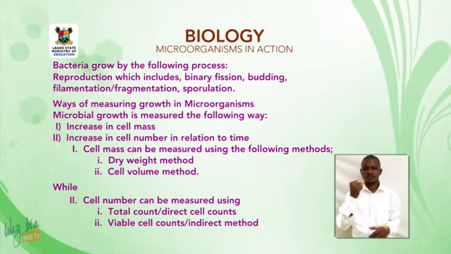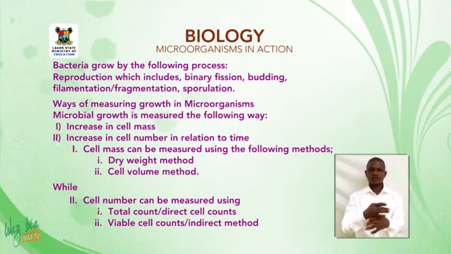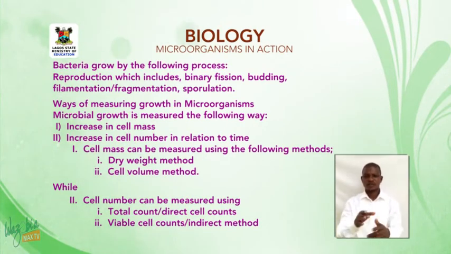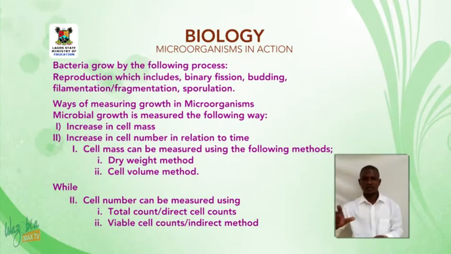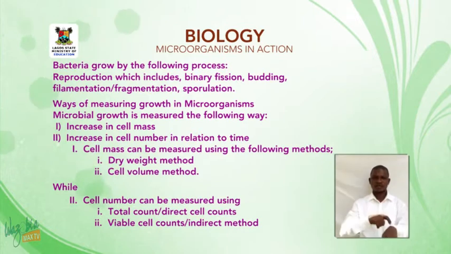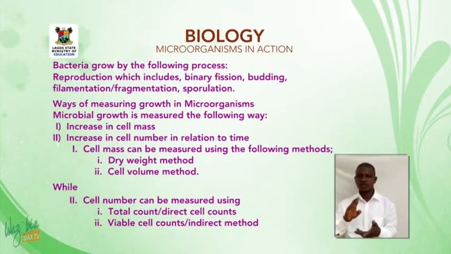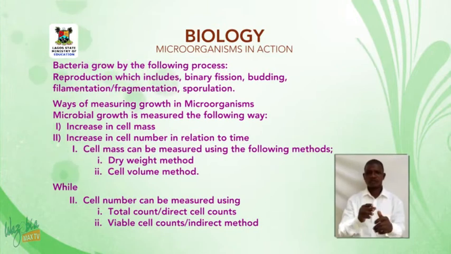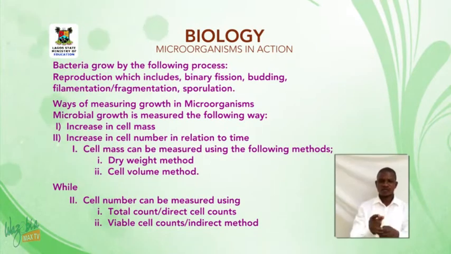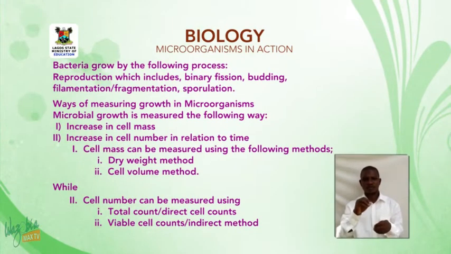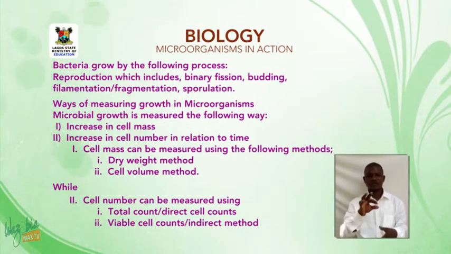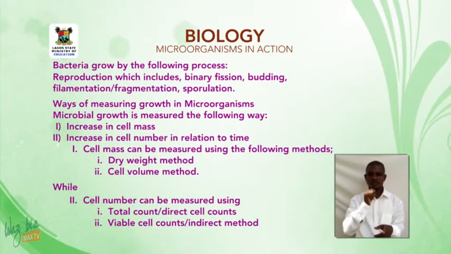Ways of measuring growth in microorganisms. Microbial growth is measured in the following ways: 1. Increase in cell mass. 2. Increase in cell number in relation to time. Cell mass can be measured using the following methods: dry weight method and cell volume method, while cell number can be measured using total count/direct cell count and viable cell count/indirect method.